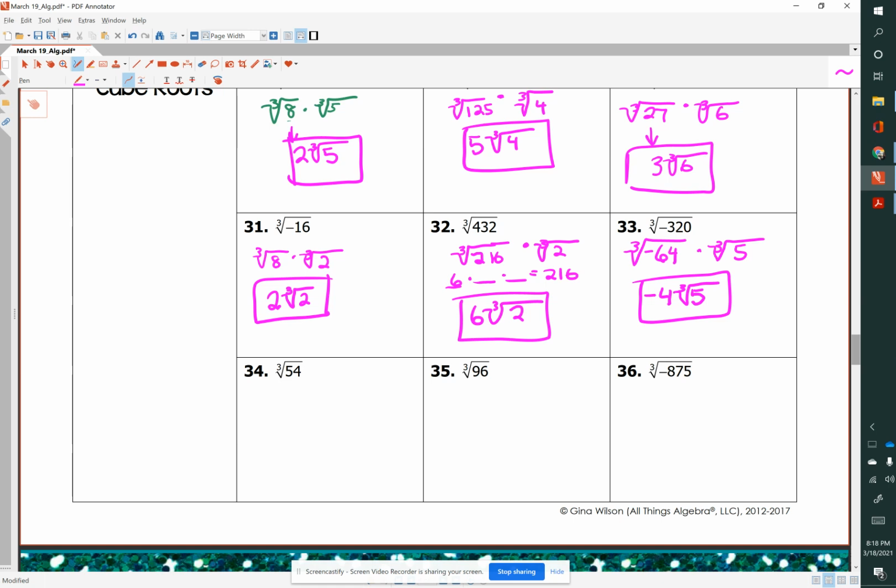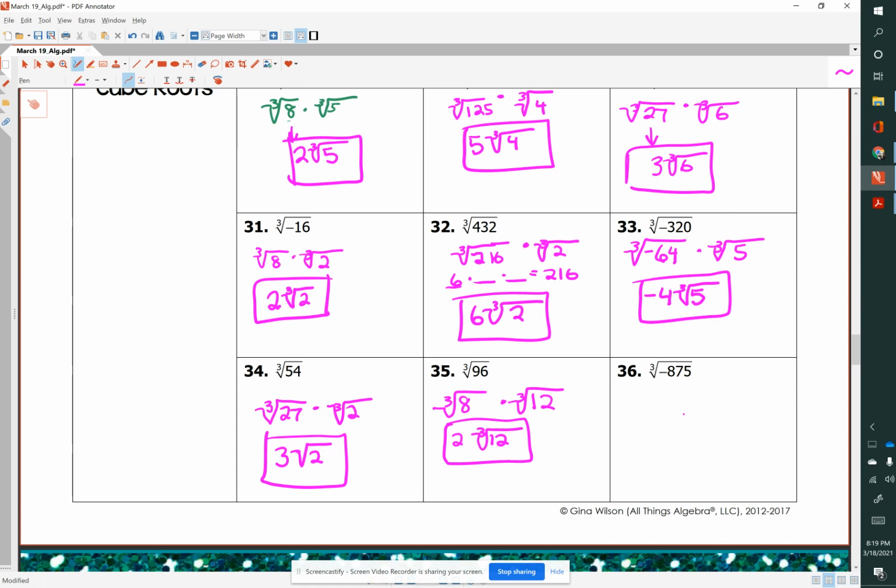Number 34, we're asked to find the cube root of 54, which can be thought of as the cube root of 27 times the cube root of 2. So the cube root of 27 is indeed 3, because 3 times 3 times 3 equals 27. We put the radical with the 2 next to it, and that's our final answer. And number 35, the cube root of 96. Well, 96 can be thought of as 8 times 12. So we have the cube root of 8 times the cube root of 12. And the cube root of 8 is 2. So we pull that out, and we leave the cube root of 12 in place.